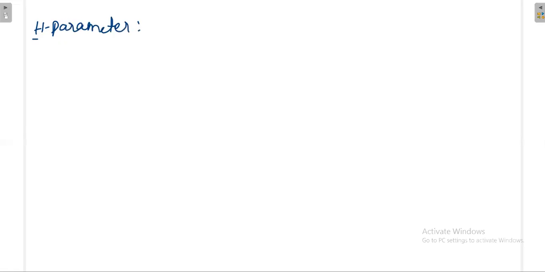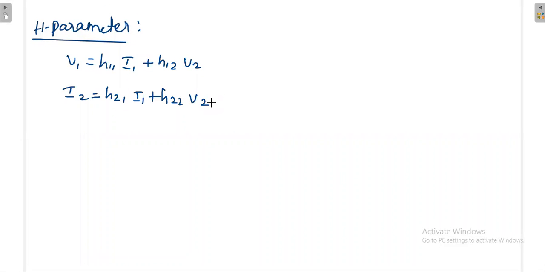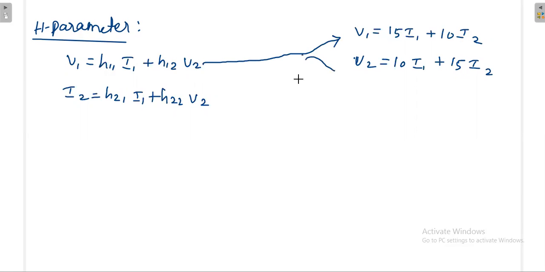Once you want to calculate the h parameter, you write the base equation first. What is the base equation? V1 is equal to h11 I1 plus h12 V2, and I2 is equal to h21 I1 plus h22 V2. Now, what are the equations already given? V1 is equal to 15 I1 plus 10 I2, and V2 is equal to 10 I1 plus 15 I2. Now you compare, because finally you need it in this format. Compare this with both equations, is there any match?